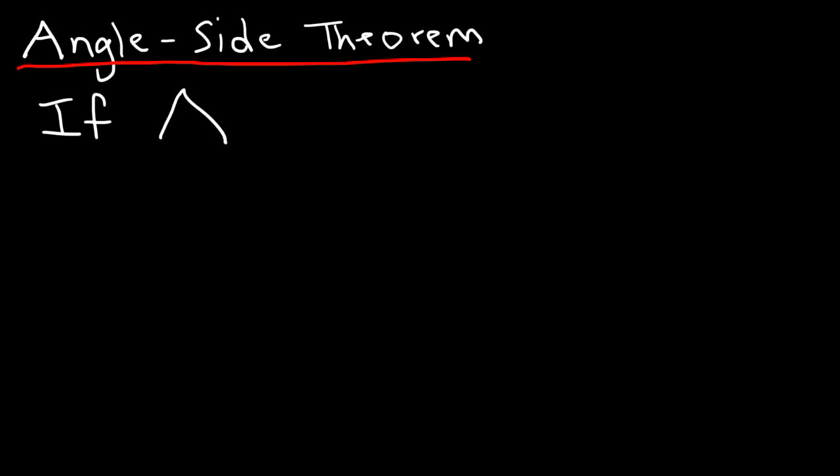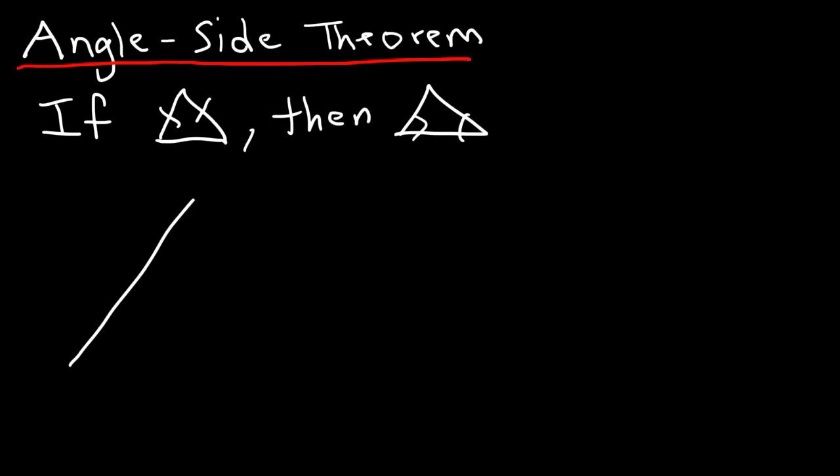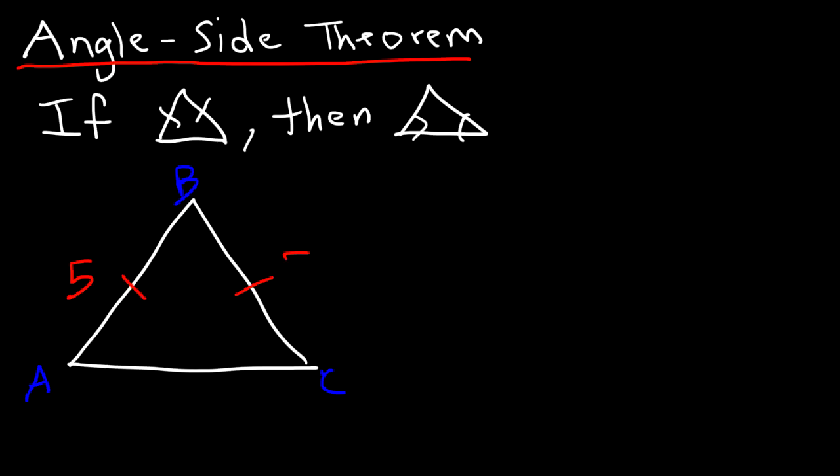If two sides of a triangle are congruent, then the two angles opposite those sides are congruent. So let me give you an example. Let's say we have triangle ABC. And let's say AB is congruent to BC. So let's say AB is 5 and BC is 5.